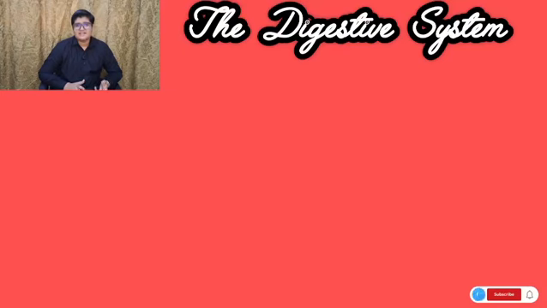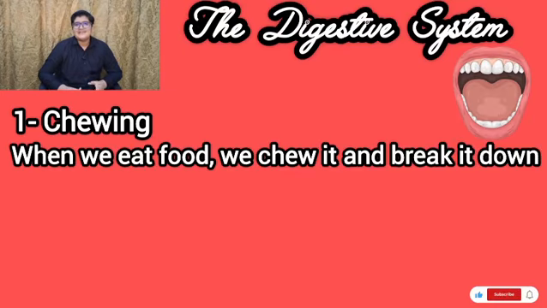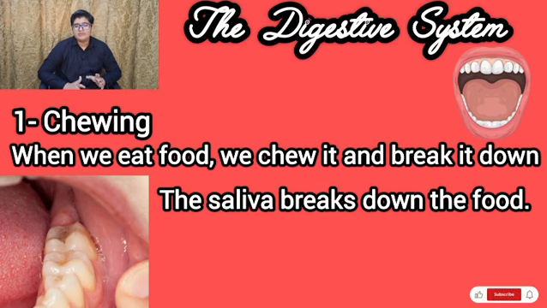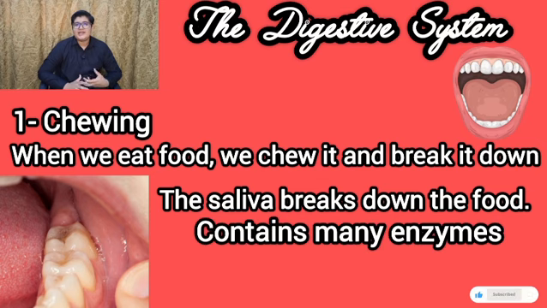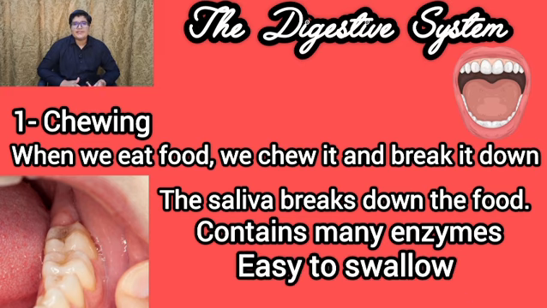So the process starts with chewing. Firstly, when we eat food, the food gets into our mouth, then through our teeth we chew the food, and then the food breaks down into pieces. The food gets into smaller pieces through our teeth, and then further the saliva which is present in our mouth mixes and it contains many enzymes which break down further the food we eat. Now the saliva has broken down the food into pieces, so now it is easy to swallow.